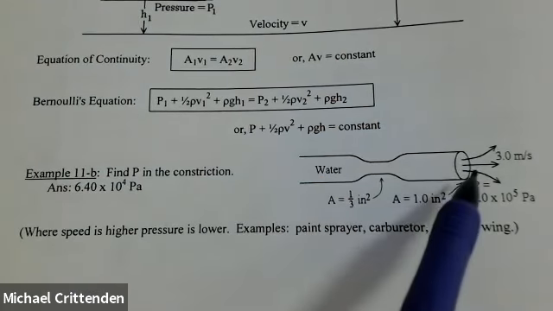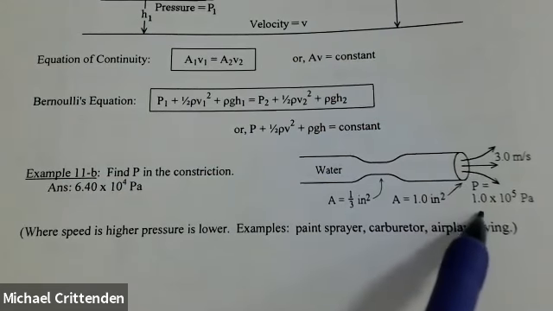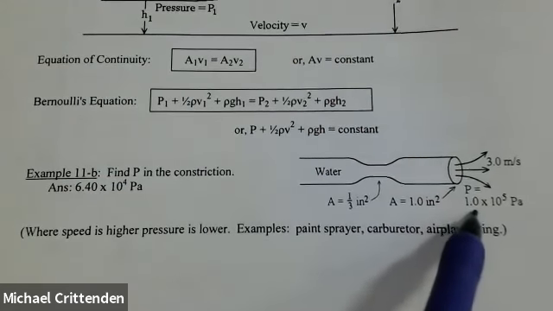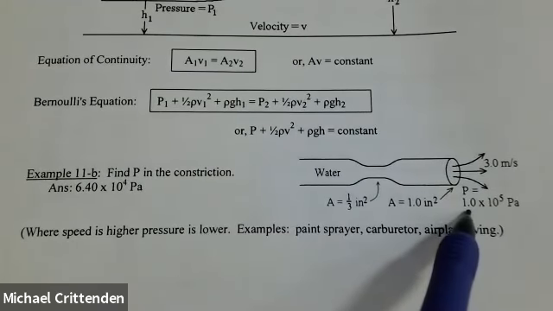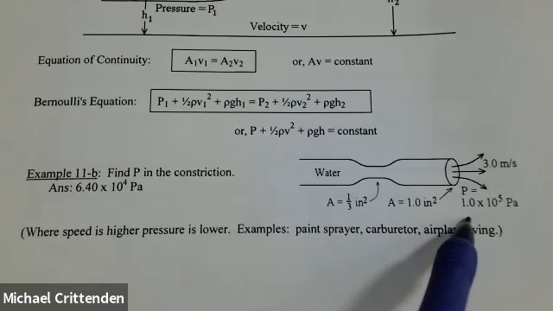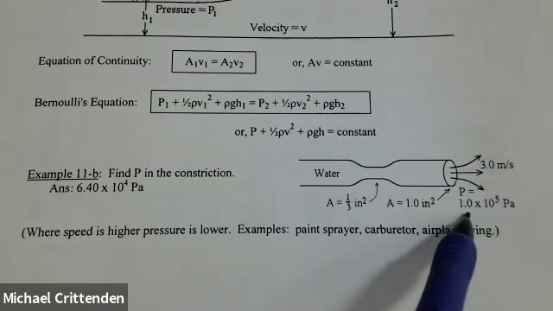Where the water shoots out into the atmosphere, it's at atmospheric pressure. Yeah, 1.01 times 10 to the 5th is standard atmospheric pressure, but maybe today a low pressure system is going through. I just thought it would be kind of nice to have a nice even number.